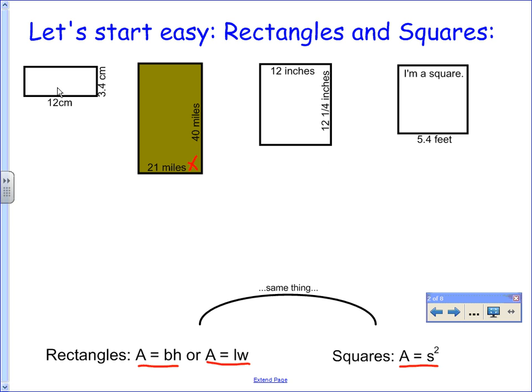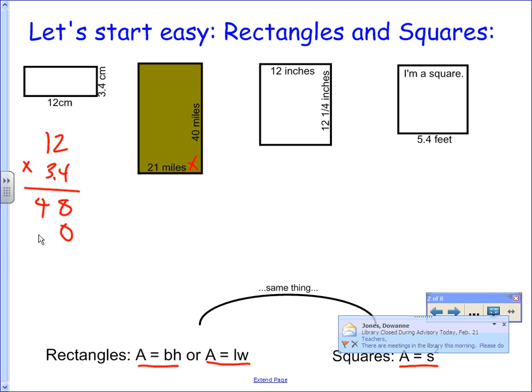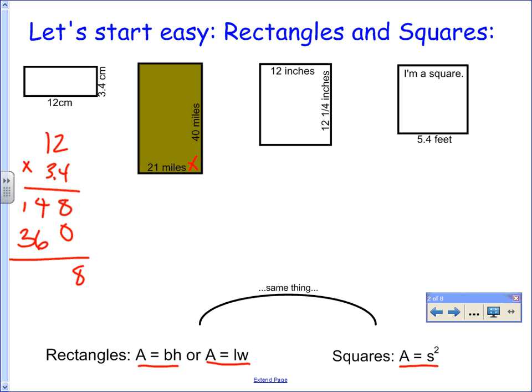So if I wanted to find the area of this particular rectangle, I would just do 12 times 3.4, because this is centimeters, so that's going to be 4, and this is going to be 6 and 3. I add that together, that's 10, and I move my decimal back one place. So the area of this is 40.8 centimeters squared.